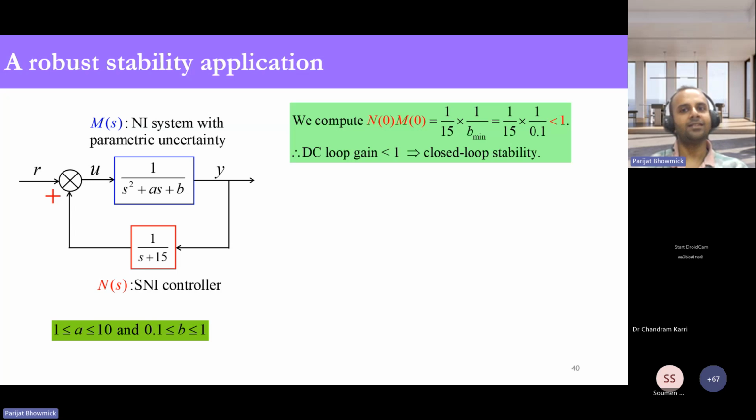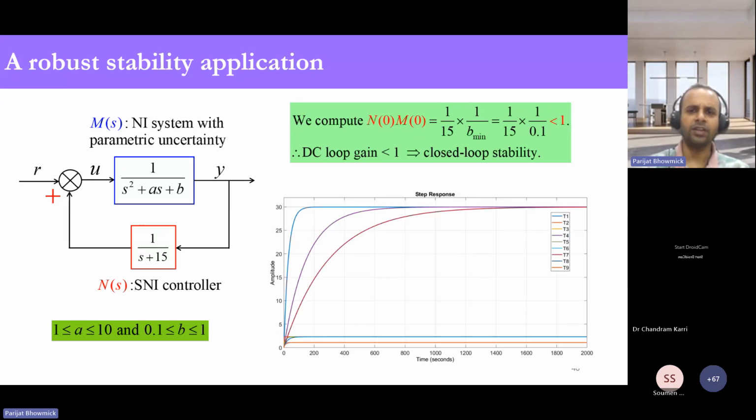So with that simple condition, you see the NI SNI stability result is not only applicable to the normal LTI systems, but it can also become a robust stability result, right? I have also tested the step response corresponding to different A and B values. Everywhere you can check that the response is stable.